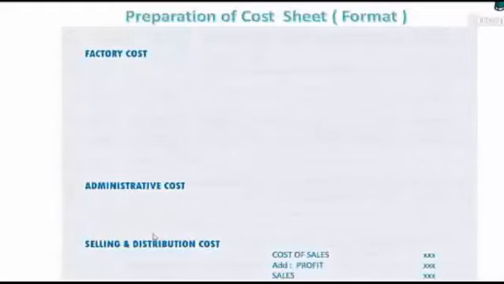Now let us see how to prepare this cost sheet. But we have decided one thing, that this cost will be classified as per the functions. First we will talk about all factory cost. Then we will talk about the administration cost. And finally we will talk about the selling and distribution. And the ultimate result for us will be cost of sale.